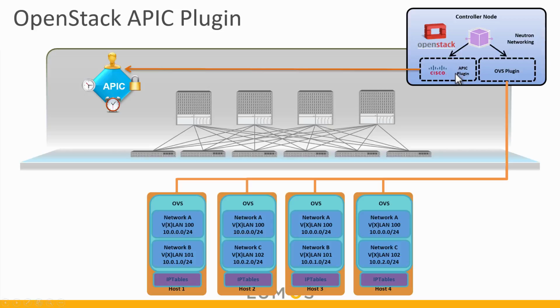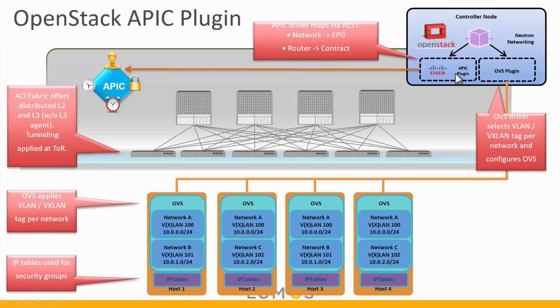Taking a look at how ACI integrates, we have our controller node being the Neutron networking, and we have this APIC plugin. The APIC drivers map via REST API, and we talked a lot about that. We'll be taking a closer look at that in a future module on ACI and programmability, and how to control it through REST, as well as through the Python native SDK. The networking component of OpenStack maps to an APIC EPG, and other components map as well, such as router maps to an L3 out. It says contract here, but it really should be an L3 out.